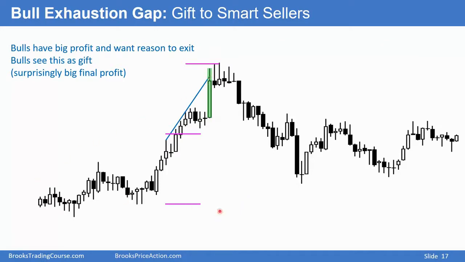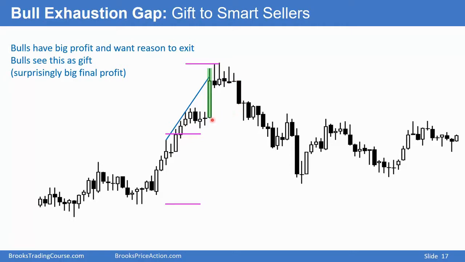When the bulls see a big bar like this late in a trend, they're excited. What a great opportunity to take profits. They have a surprise move, and they sell. The bulls sell to take partial profits. Sometimes they sell to take full profits. They know that whenever you get a big bull trend bar late in a bull trend, the gap is probably going to close. And therefore, it's a great opportunity to take profits.